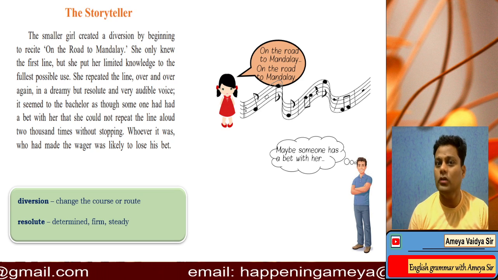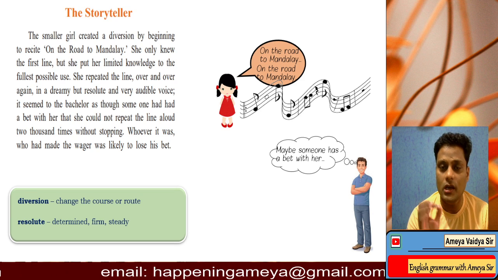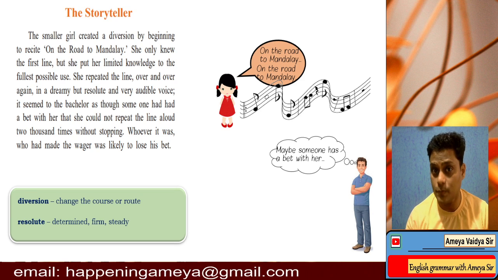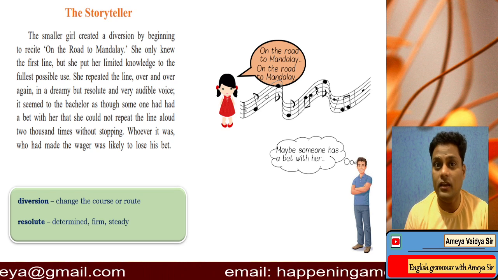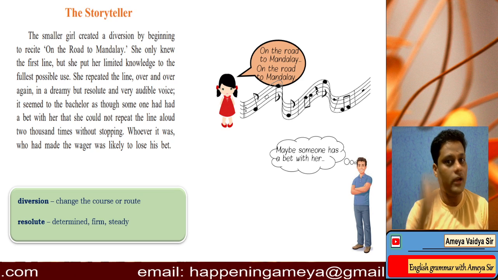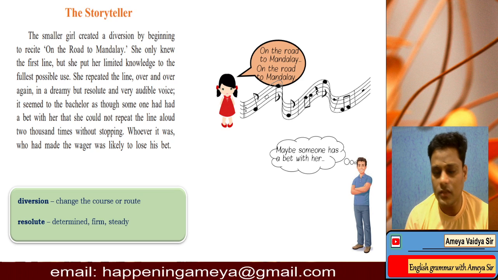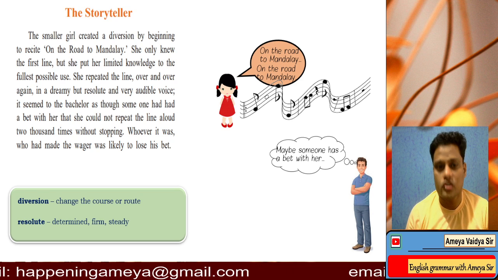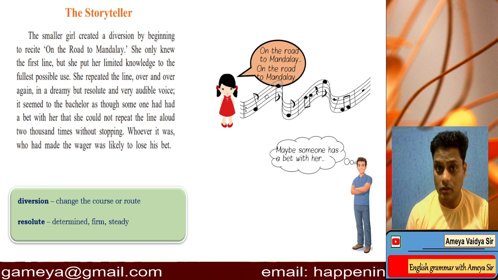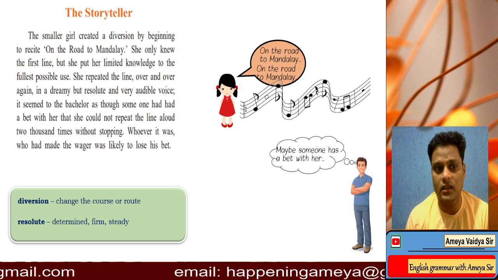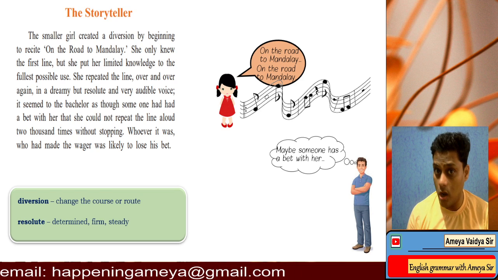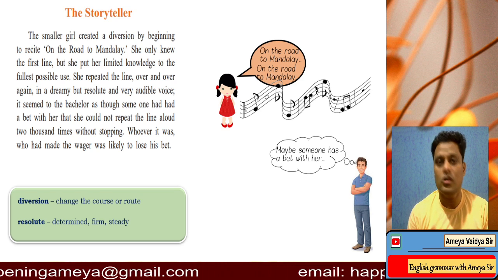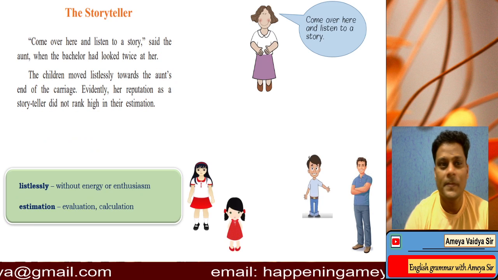She only knew the first line, but she put her limited knowledge to the fullest possible use. She repeated the line over and over again in a dreamy but resolute and very audible voice. It seemed to the bachelor as though someone had had a bet with her that she could not repeat the line aloud 2,000 times without stopping. Whoever it was who had made the wager was likely to lose the bet.